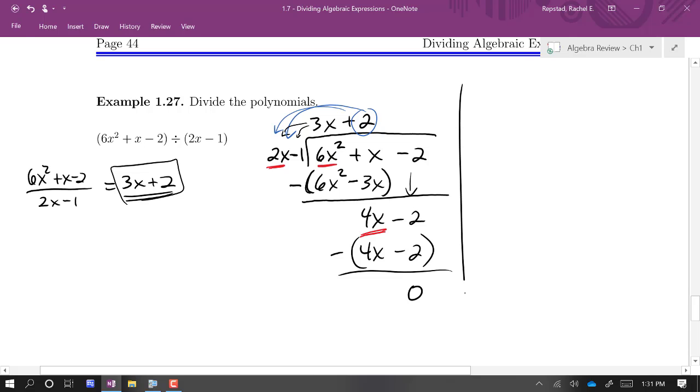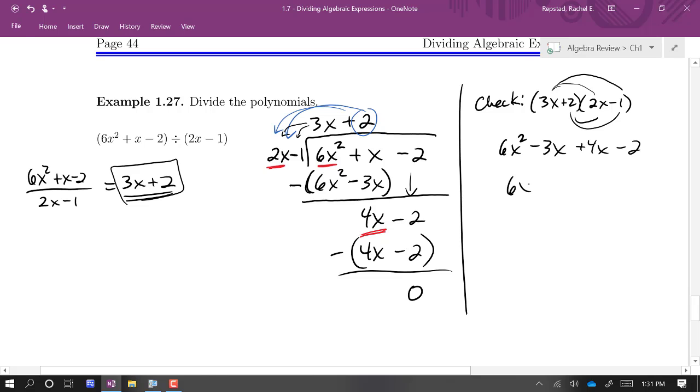You can check, because the multiplication way, the other way to write this relationship, is that 3x plus 2 times 2x minus 1 is equal to 6x squared plus x minus 2, and we could do a quick check here. So let's see, that's 6x squared minus 3x plus 4x minus 2, which is 6x squared plus x minus 2. And that does in fact check out.